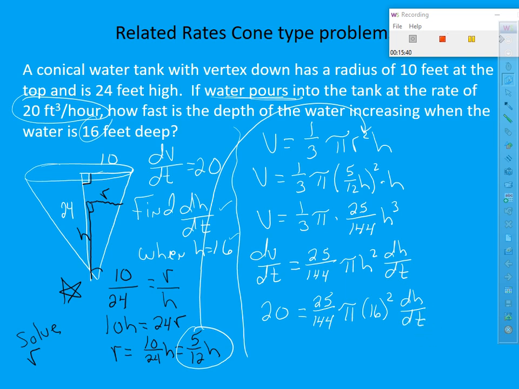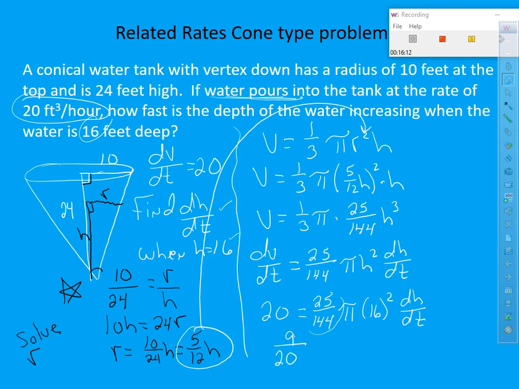Now guys, the way I attack this now with my calculator, I'm going to go 25 divided by 144 times 16 squared. Whatever that number is, I'm going to go 20 divided by that number. So 25 divided by 144 times 16 squared, whatever number's on your calculator, I'm going to go 20 divided by that answer, math enter, and I'm going to get 9/20 at that moment.